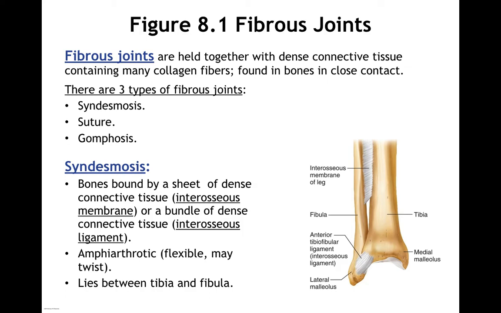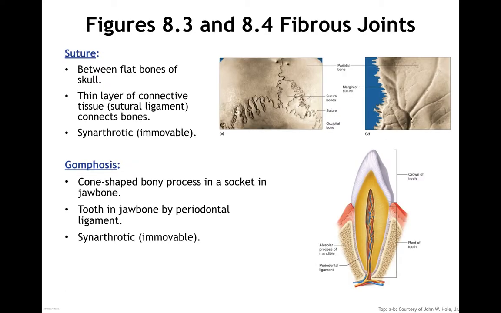The first one we'll look at is a syndesmosis, in which the bones are bound by a sheet of connective tissue, often referred to as an interosseous membrane, or membrane between two bones. It's a bundle of dense connective tissue that may also be closer to a ligament in shape, so an interosseous ligament. These tend to be amphiarthrotic. They're flexible. Some of them may twist. We find one between the tibia and the fibula. We also find it in the forearm bones.